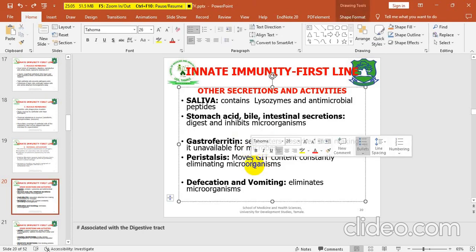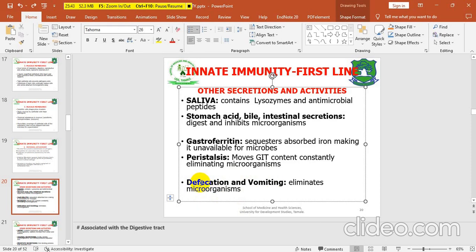Peristalsis moves GIT, your gastrointestinal tract content, constantly. By this action of peristalsis, it eliminates microorganisms. Then defecation. If you are poisoned by food, when you eat food infected with microorganisms, you realize that you start going to the toilet or you start vomiting. Anytime you produce the poo or the excreta, there will be a lot of microorganisms there.